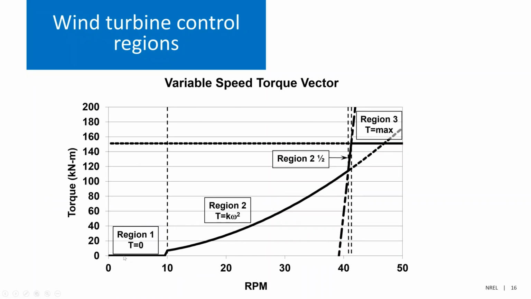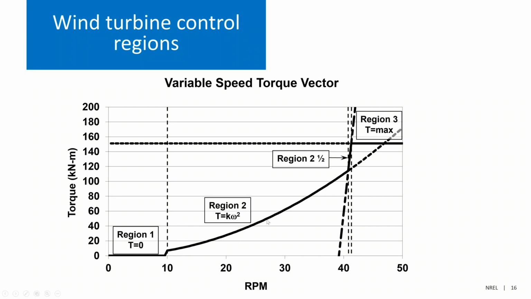Now, below some speed, you might have region 1, which is where you just can't generate any power. There's just not enough wind to get the rotor turning fast enough for your generation system to generate any power, to overcome the friction in the bearings and those sorts of things. And that's pre-cut in. At some RPM, you might be able to cut in, and that'll occur at some wind speed. And the competition includes you trying to cut in as low as possible.